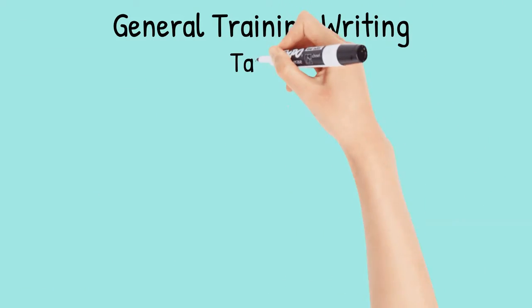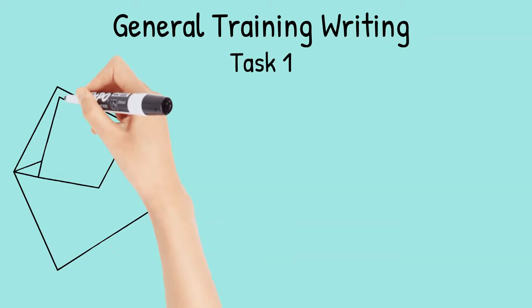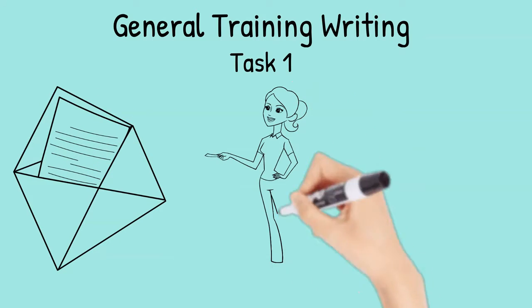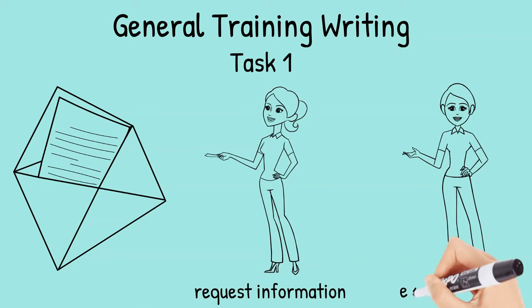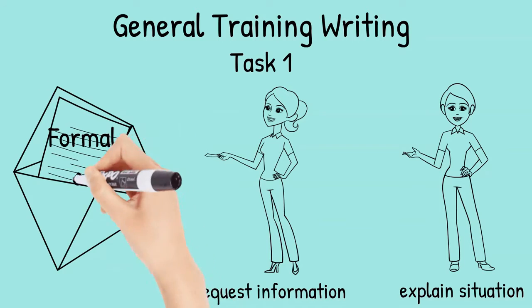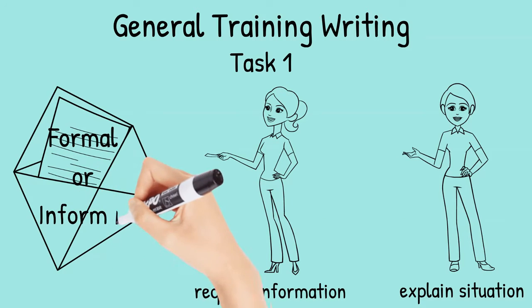If you go for general training writing for task 1, you're required to write a letter requesting information or explaining the situation in relation to a specific circumstance. The letter must be in one of the following styles as appropriate to the situation: formal to someone you don't know, informal to a friend or close family member.